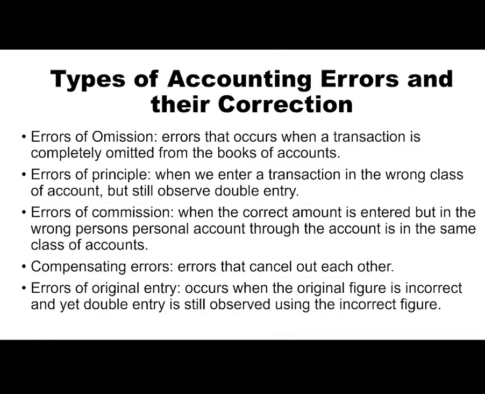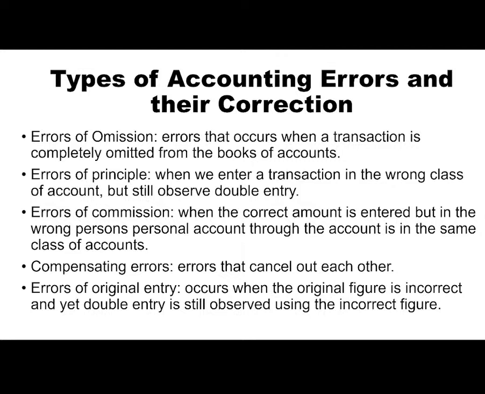Then we have errors of principle. So when we enter a transaction in the wrong class of account but still observe the double entry. Then we have errors of commission, when the correct amount is entered, but in the wrong personal account, though the account is in the same class of account. So that is the errors of commission.